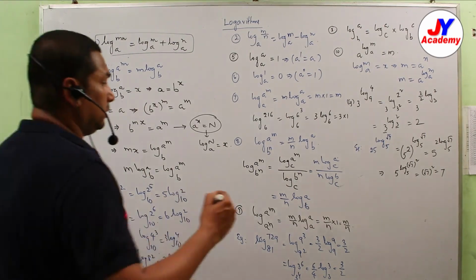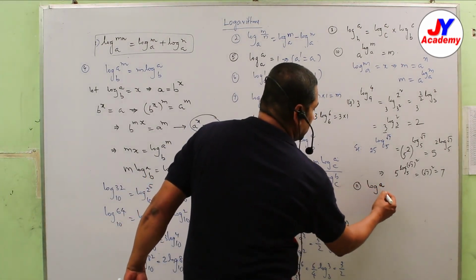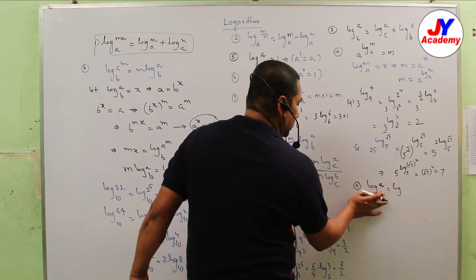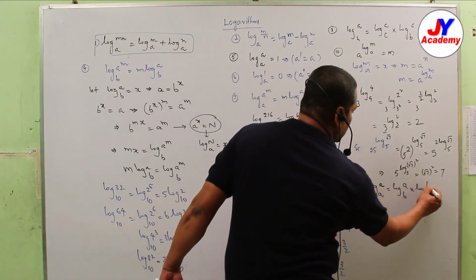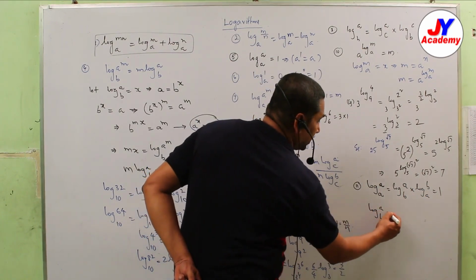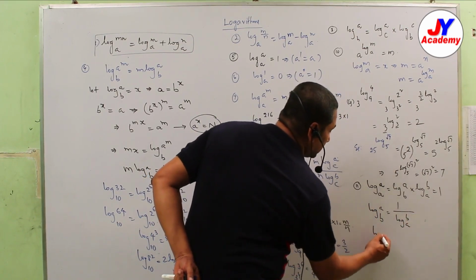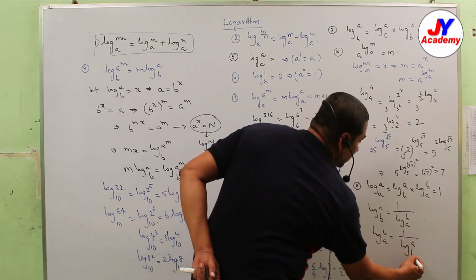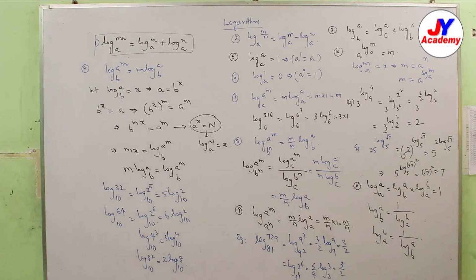And one more, based on the third result only: log a base b into log b base a is equal to 1. So if necessary, log a base b can be written as 1 by log b base a, as well as log b base a can be written as 1 by log a base b. Means these two are reciprocal to each other or multiplicative inverse to each other, because their product is 1.